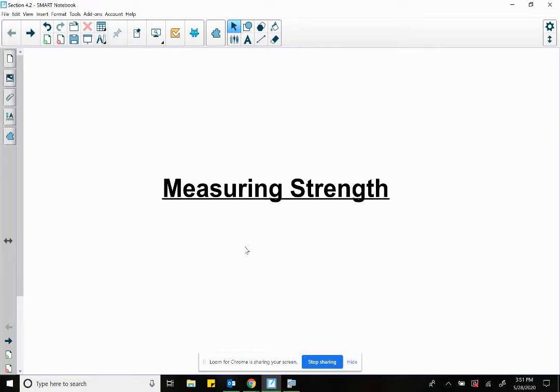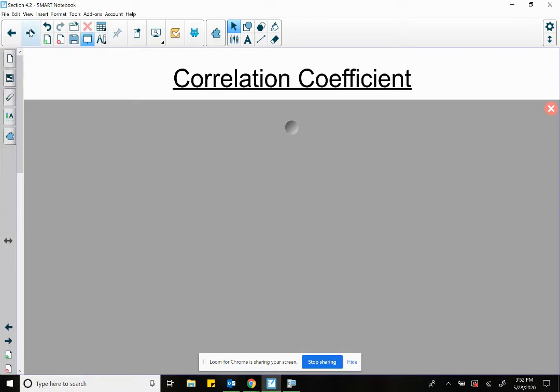Okay. So in 4.1, that's very subjective. In 4.2, we're actually going to put a number to it. And this number is going to tell us how strong or how weak the association is. This number has a name. It's what we call the correlation coefficient.